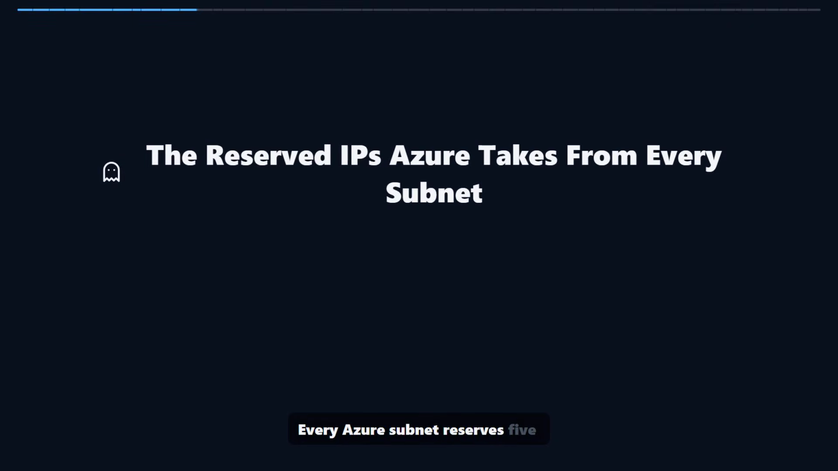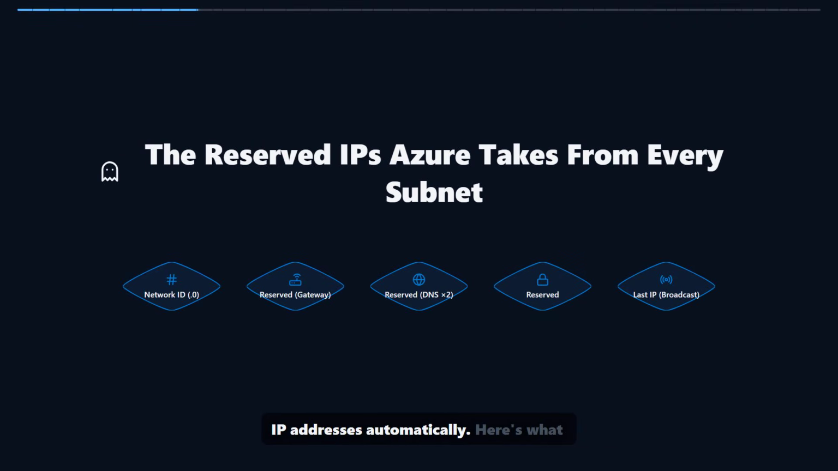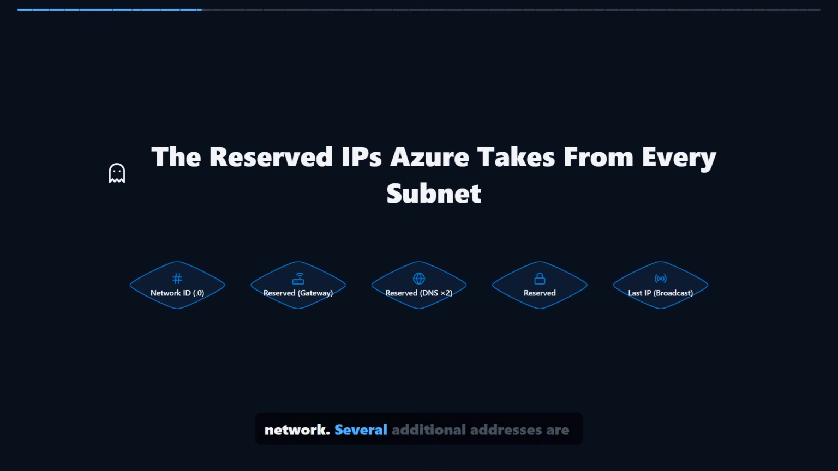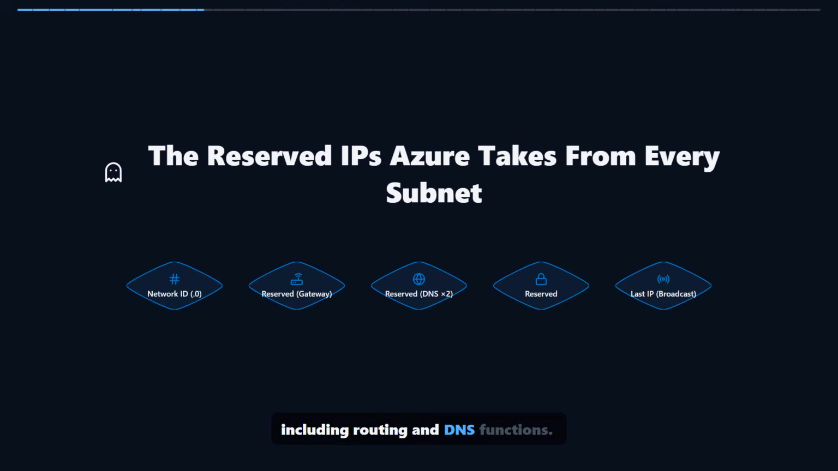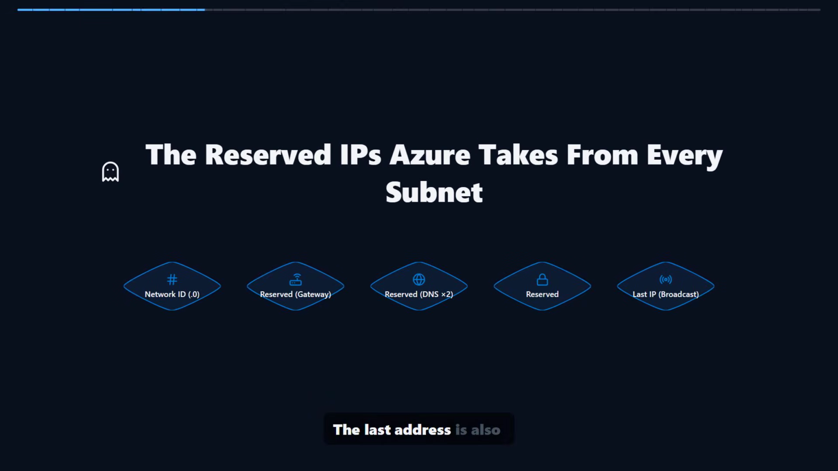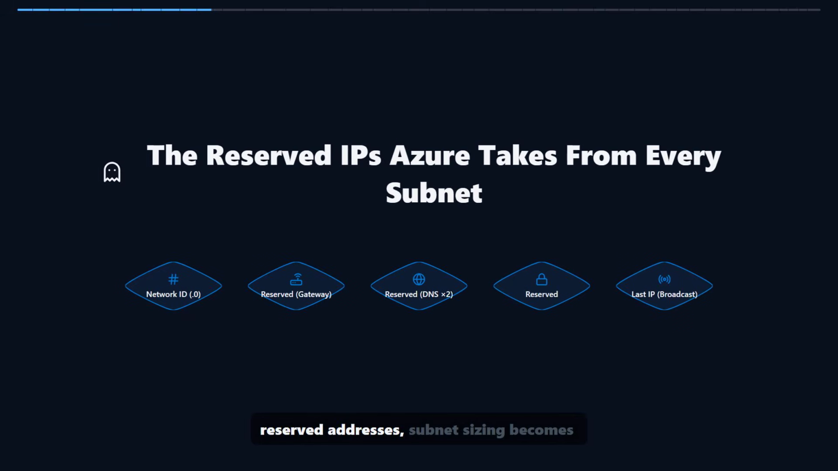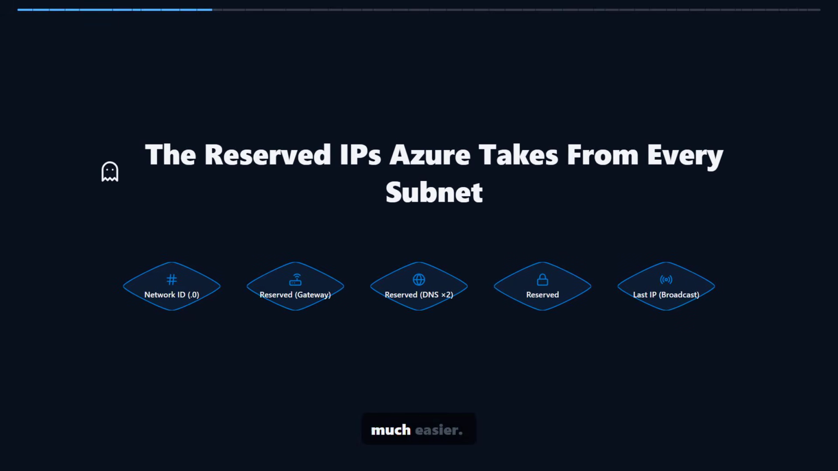Every Azure subnet reserves 5 IP addresses automatically. Here's what happens inside a /24 subnet. The first address identifies the network. Several additional addresses are reserved for Azure platform services, including routing and DNS functions. The last address is also reserved by Azure. Those addresses cannot be assigned to your virtual machines. This is why a subnet with 256 total addresses only provides 251 usable addresses. Once you understand Azure's reserved addresses, subnet sizing becomes much easier.